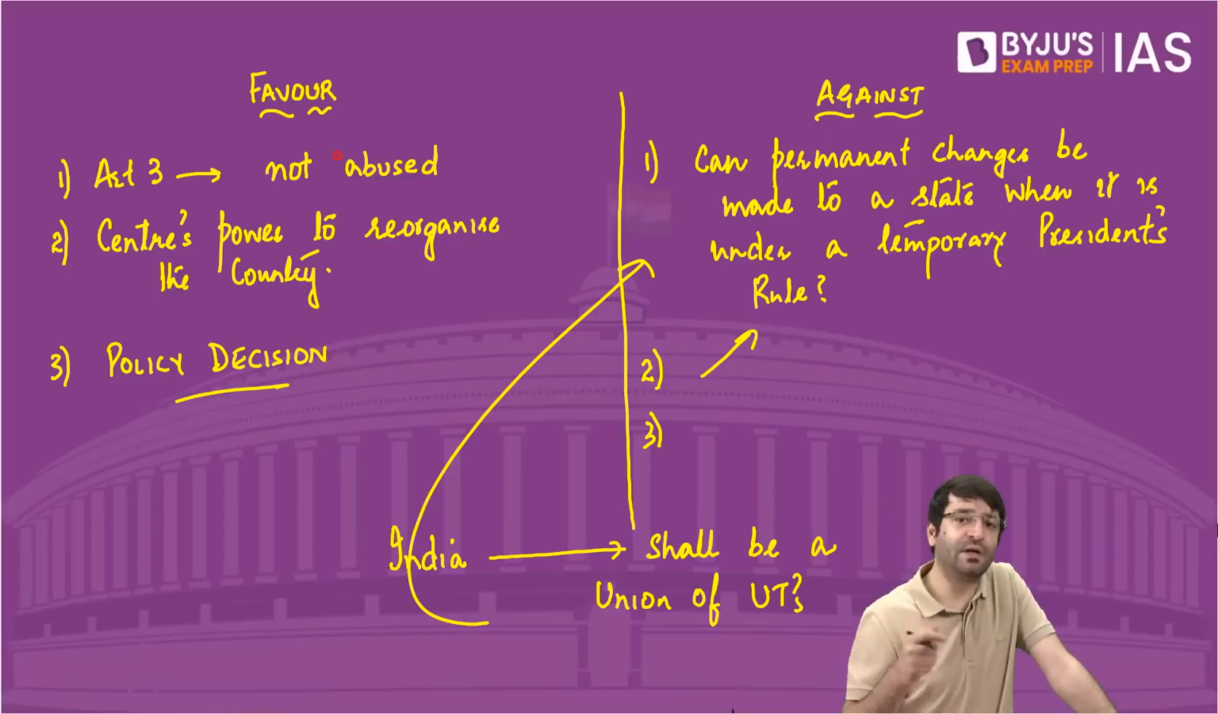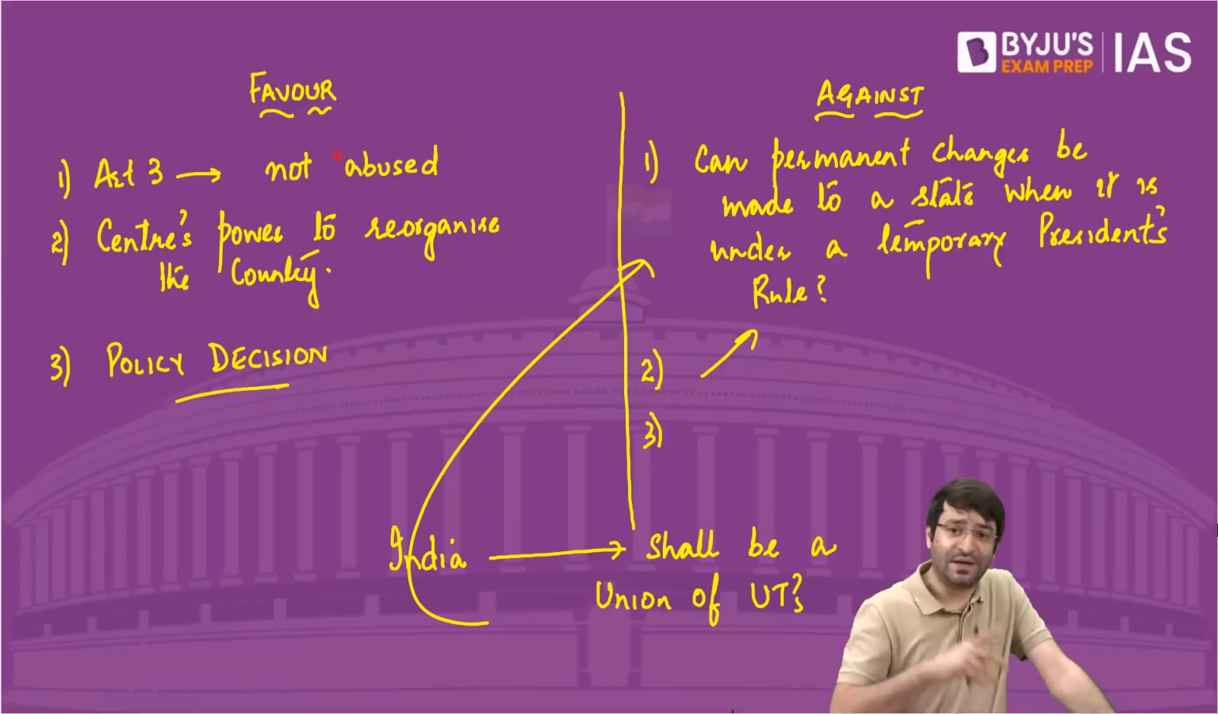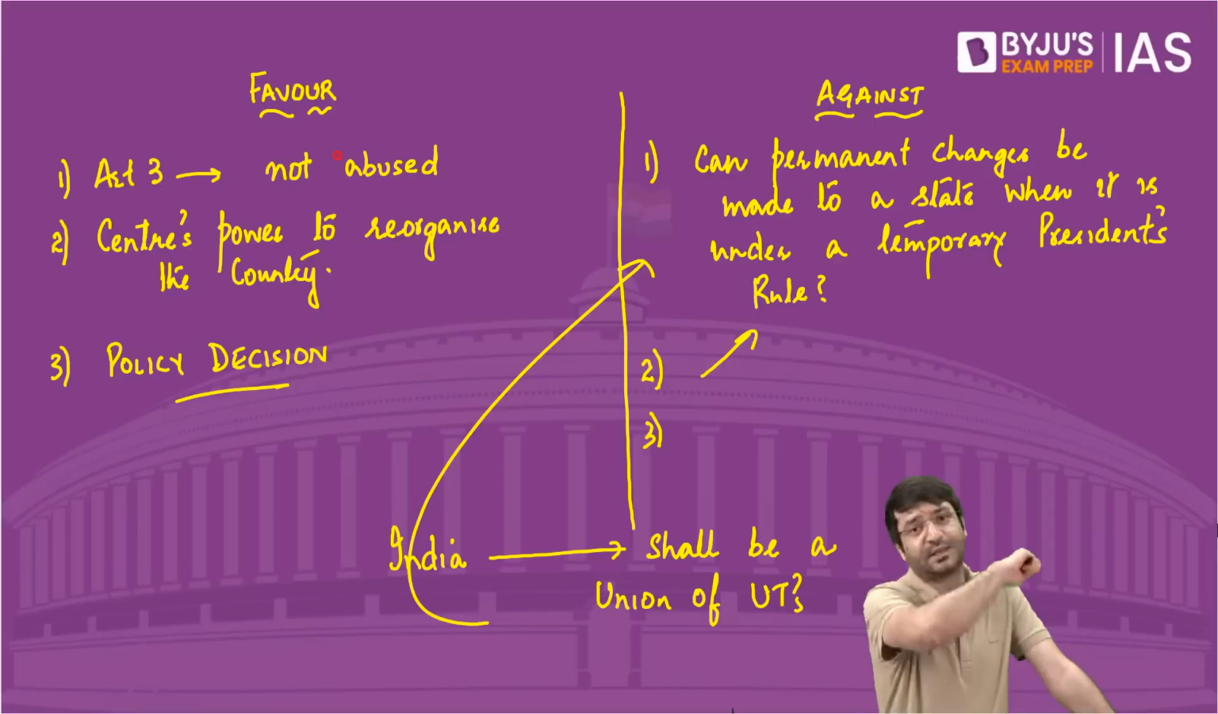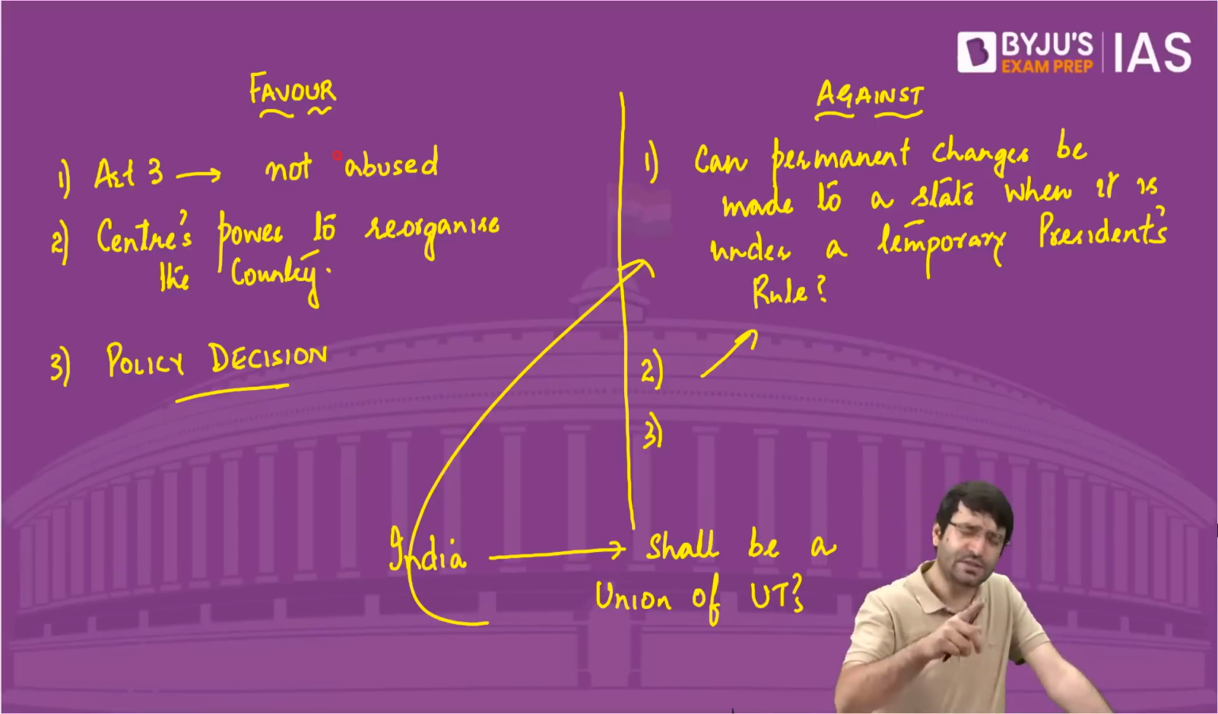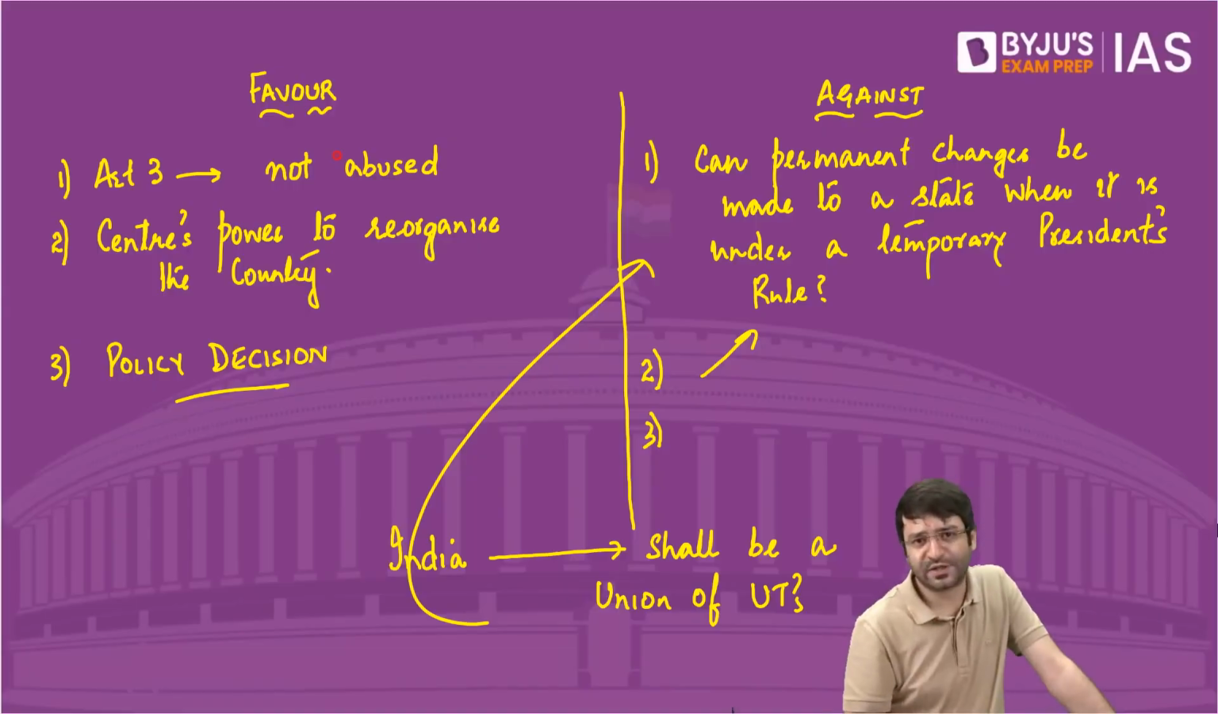First, it was Governor's rule under Section 92, Clause 3 of the Jammu and Kashmir Constitution. That period is 6 months. Once that period is over, then Article 356 of the Indian Constitution becomes applicable. This we will discuss in the Jammu and Kashmir chapter.